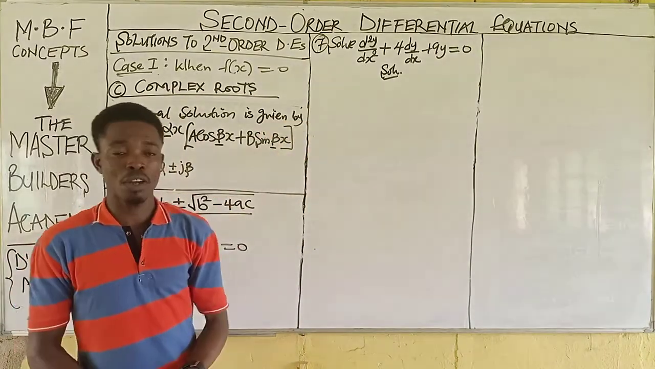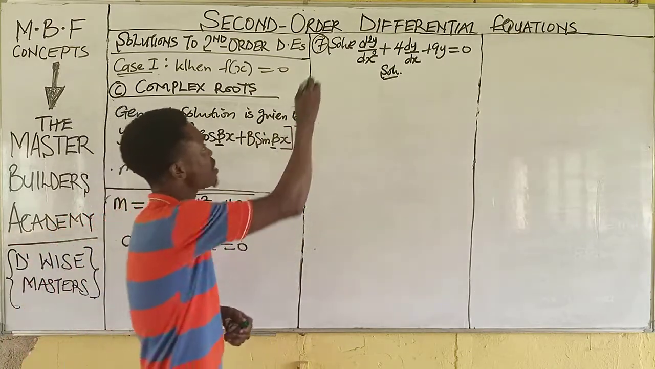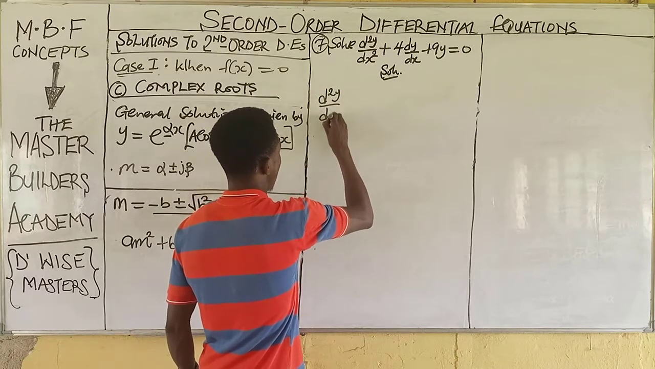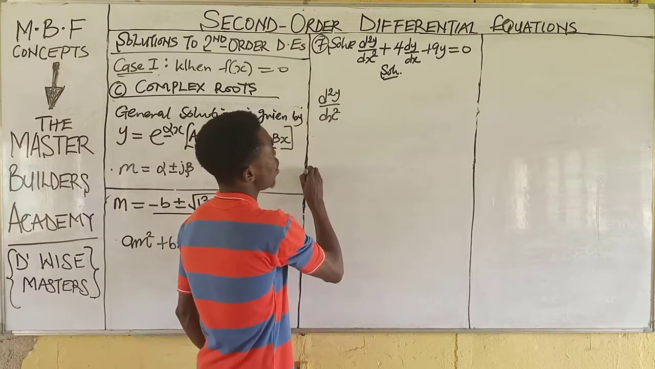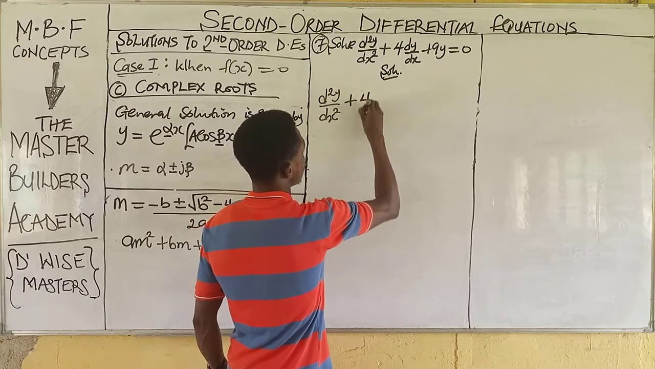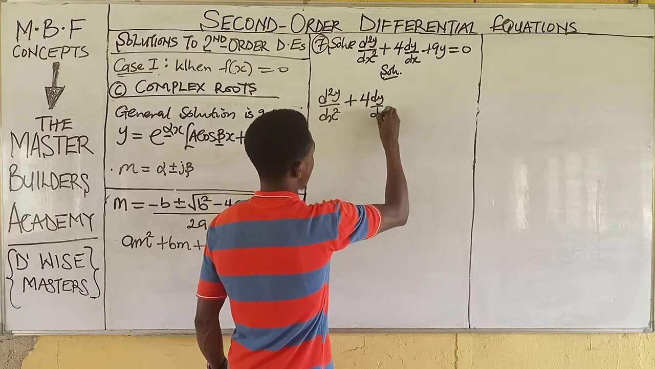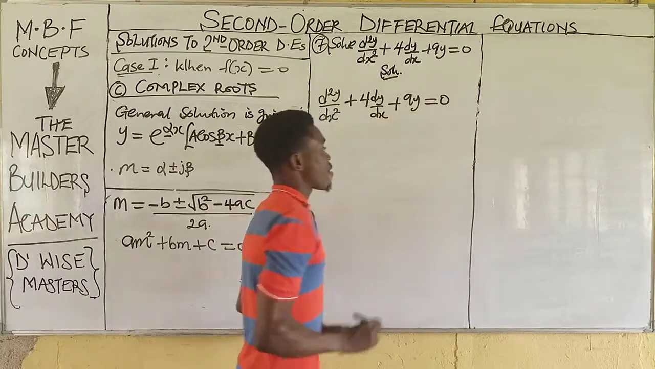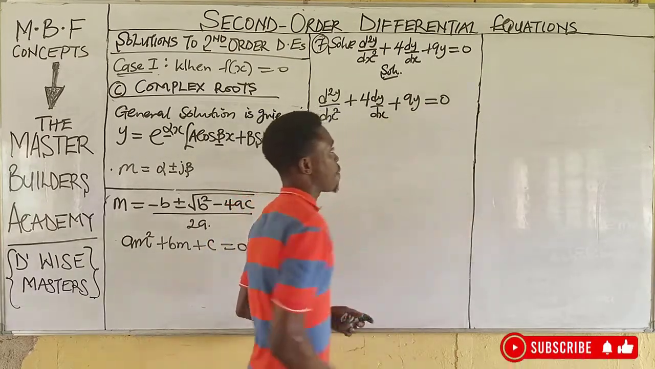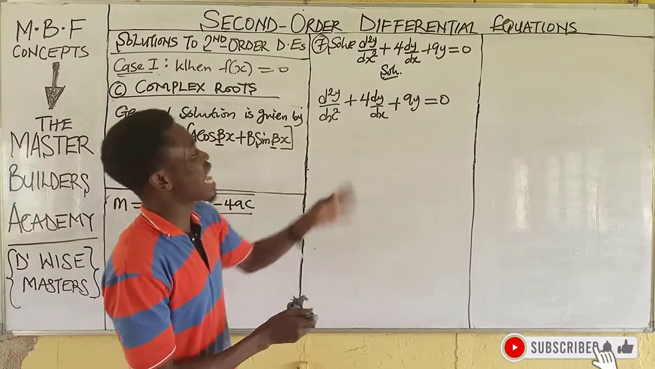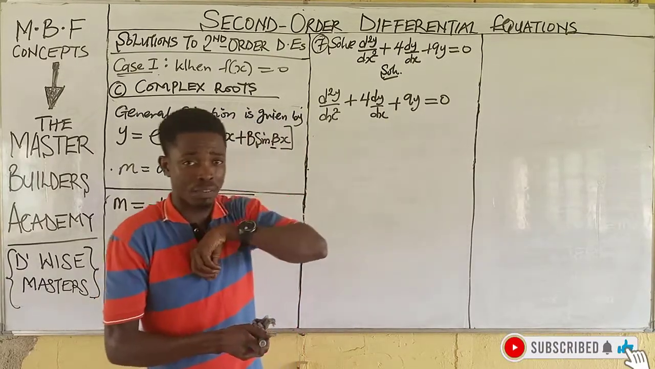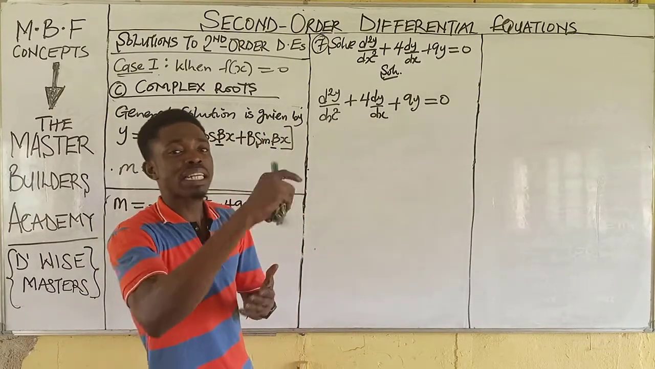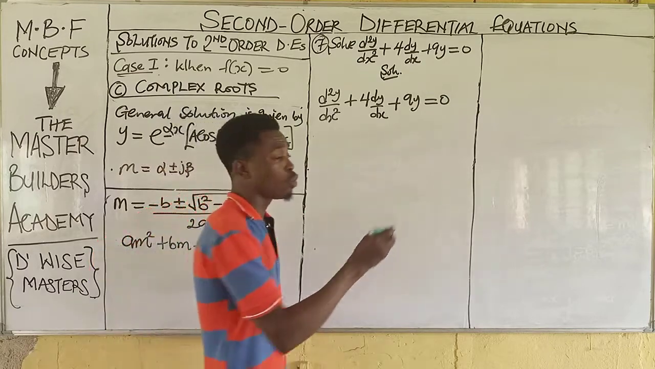But let's continue from where we stopped. Now, this is question 7. We are asked to solve d squared y over dx squared plus 4 dy over dx plus 9y is equal to 0. The first thing you want to look out for, like I've explained over time, is to see whether the right-hand side of the second order differential equation that you are given is equated to 0. If the right-hand side is equated to 0 already, then you will call it equation 1.